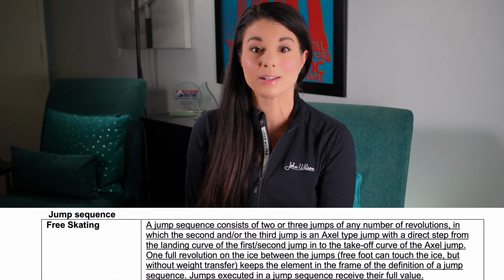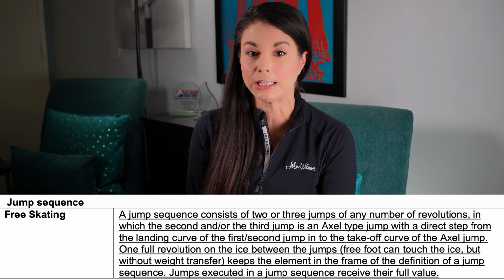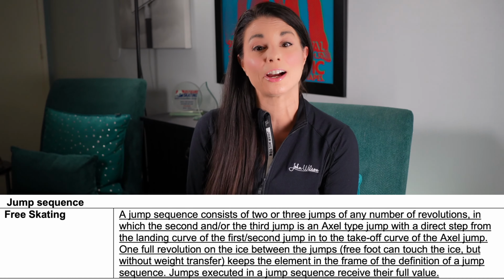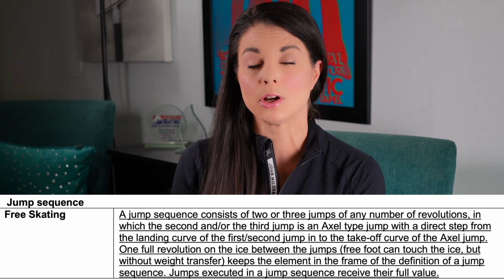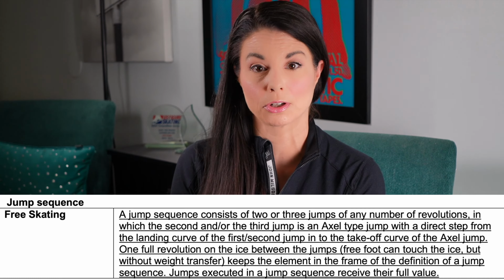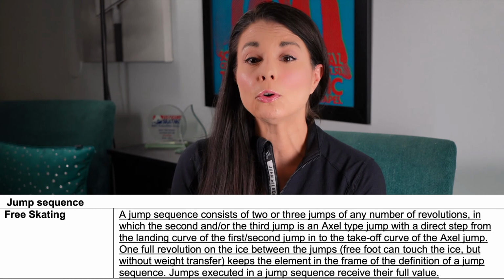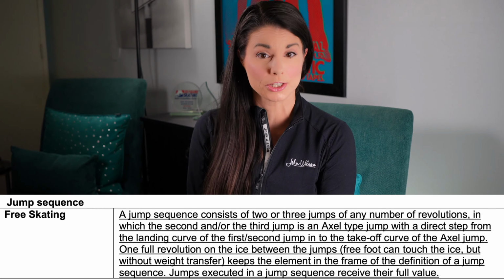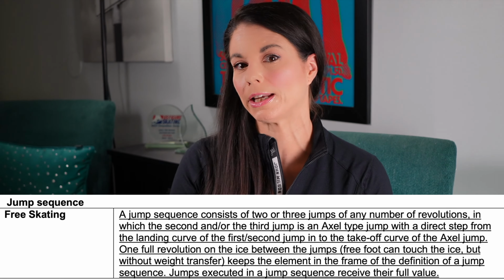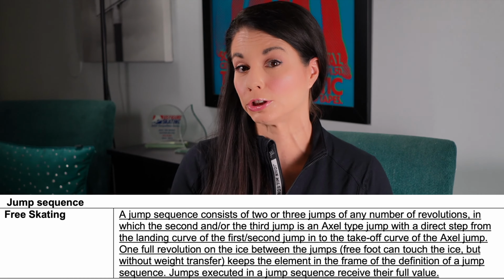A jump sequence consists of 2 or 3 jumps of any number of revolutions, in which the second and/or third jump is an axel type jump with a direct step from the landing curve of the first or second jump to the takeoff curve of the axel jump. One full revolution on the ice between the jumps. The free foot can touch on the ice, but without weight transfer. Keeps the element in the frame of the definition of a jump sequence.